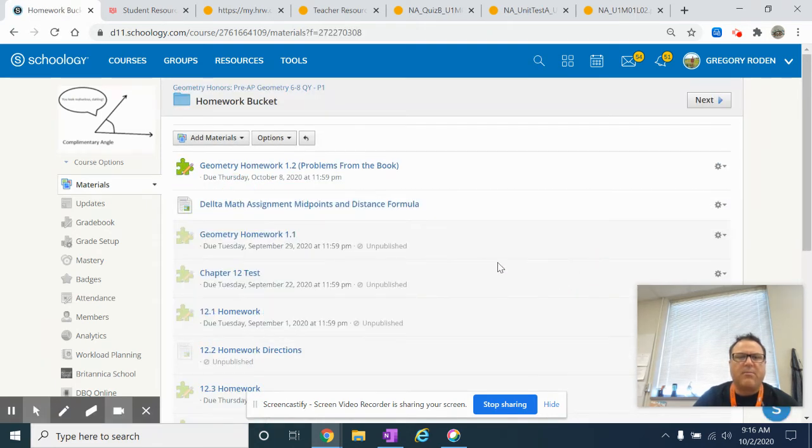Okay, so now in our homework bucket, I got rid of the way I wrote it up before. Don't forget, this Delta Math is probably going to be in the book by the time you see me. Hopefully this Delta Math assignment is figured out in the book, and I'll put that into your gradebook.